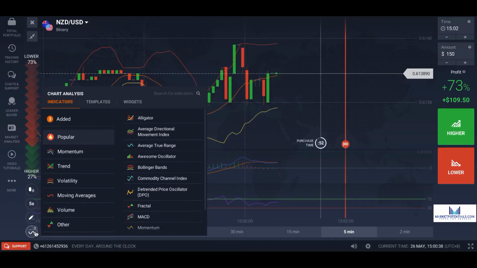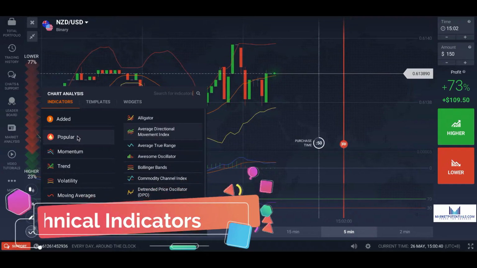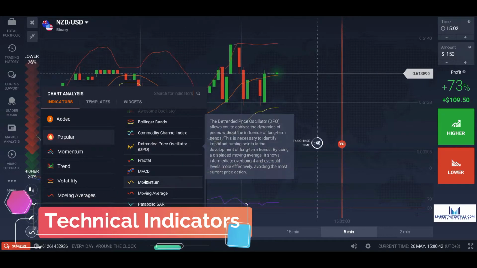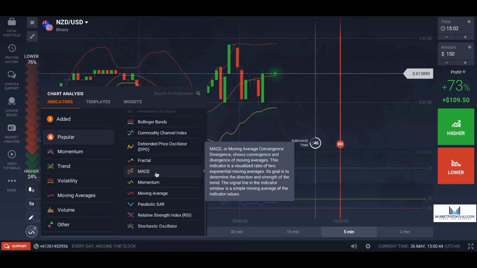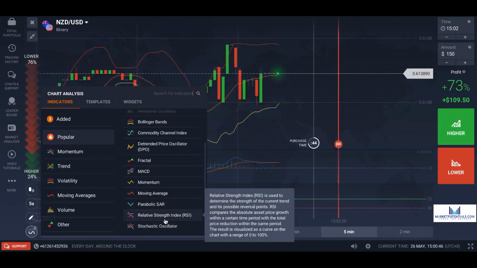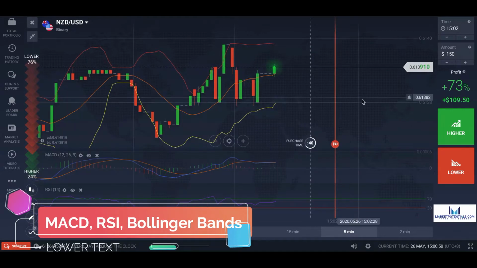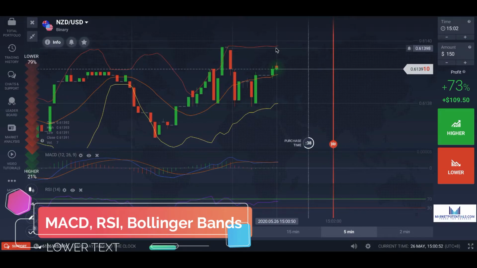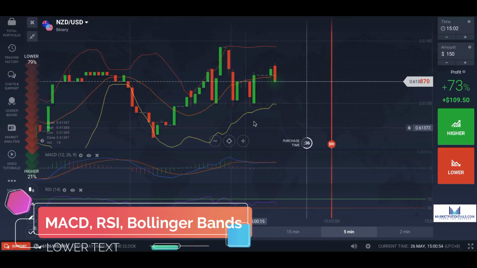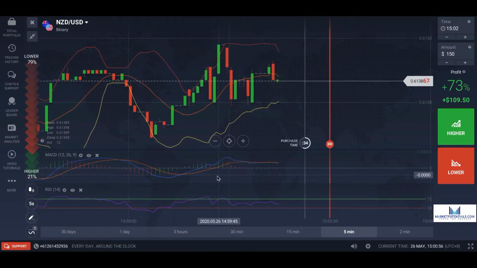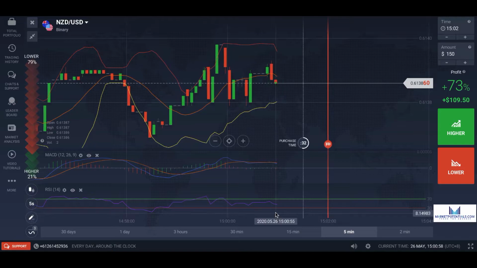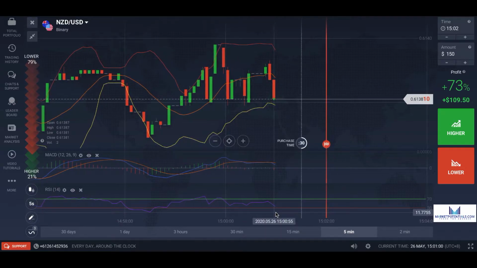If you're wondering what technical indicators I'm using, all you have to do is come to the popular section here, and they're all here. I use the MACD, the Moving Average Convergence Divergence, the RSI, Relative Strength Index, as well as the Bollinger Bands, which if you're a beginner, you probably have some idea of what that is. This is the Bollinger Bands; it shows you the band of movement. This is the MACD, the second one, and the third one is the RSI.